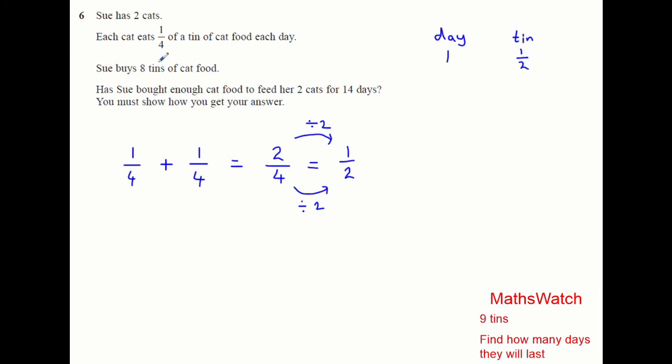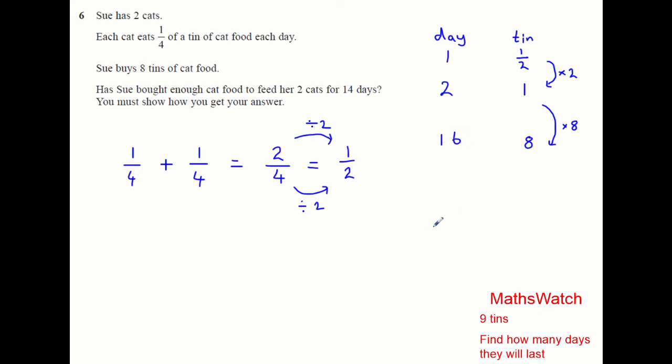Sue buys 8 tins of cat food. So if we can scale this combination of information up to 8 tins, we can find out how many days that is. So if they eat 1/2 a tin in one day, if we double that amount, they'll eat 1 whole tin in 2 days. So from one line to the next, that has been doubled. If we then multiply by 8, so that 1 tin lasting 2 days means that 8 tins will last 2 times 8, which is 16 days.